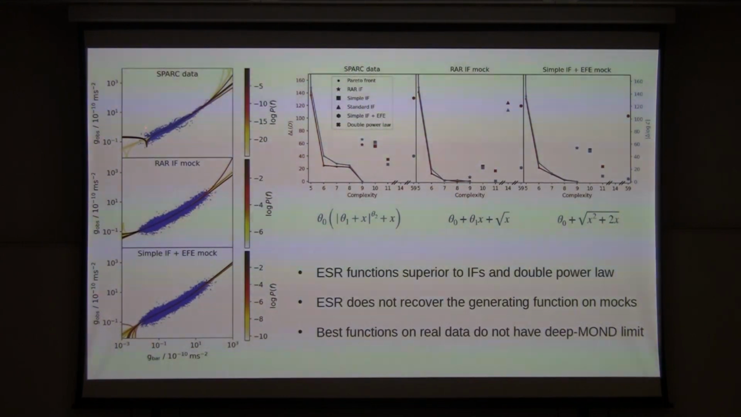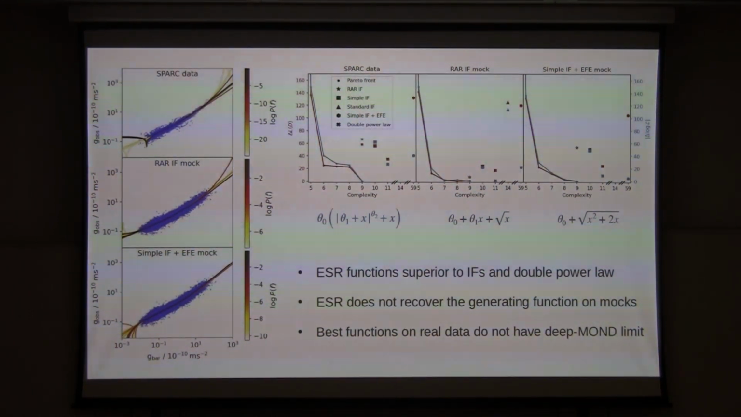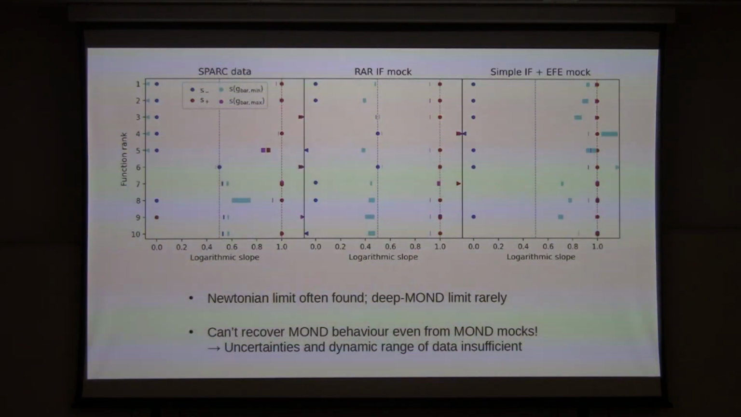You can see that the best functions don't really have the MOND limits, so they have the Newtonian limit fairly well, but the deep MOND limit not really. Instead, gobs prefers to go to a constant at low gbar rather than having a logarithmic slope of one half. So then this plot shows in more detail the logarithmic slopes of the best functions, since that's what I'm using as the criterion for whether a function is Mondian or not.